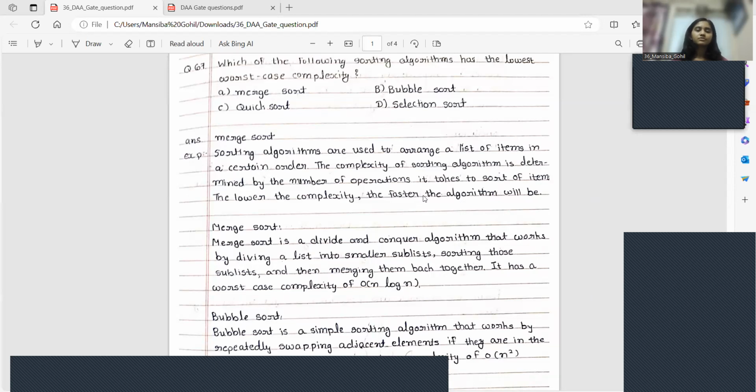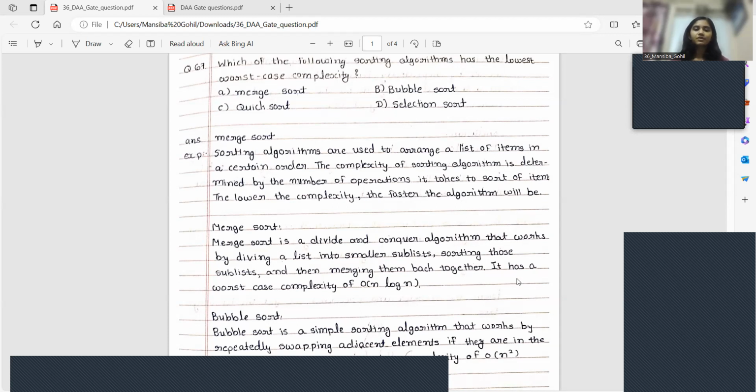So solving each of these sorting algorithms' complexity, first we say, what is a merge sort. Merge sort is a sort which takes help of the divide and conquer approach, which works by dividing a list into smaller sublists and sorting those sublists and then merging them back together. So the worst case complexity of it will be O(n log n).